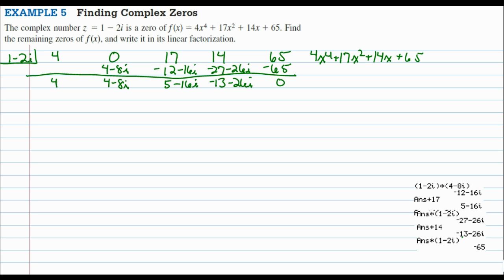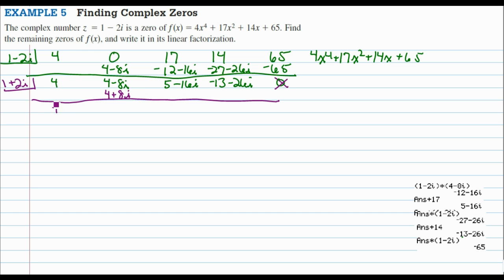Now, remember, imaginary zeros always exist in complex conjugates. So if 1 minus 2i is a zero, 1 plus 2i is also a zero. And we said that imaginary zeros exist in complex conjugates because after they get multiplied out, the i terms go away. So as we put 1 plus 2i through synthetic division, you should see this bottom line get a lot cleaner.